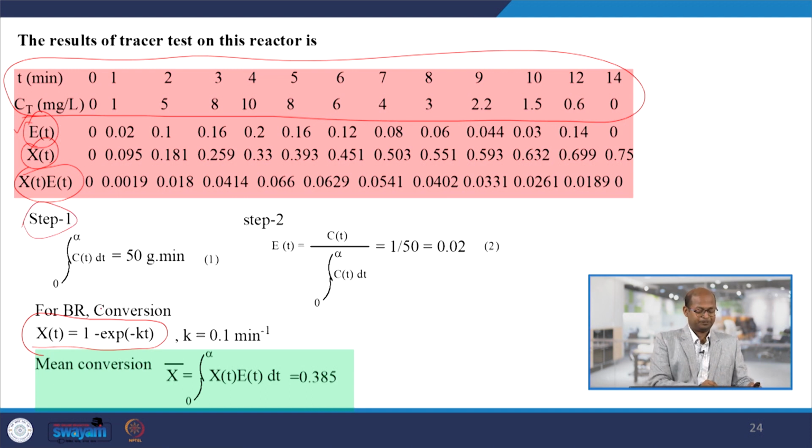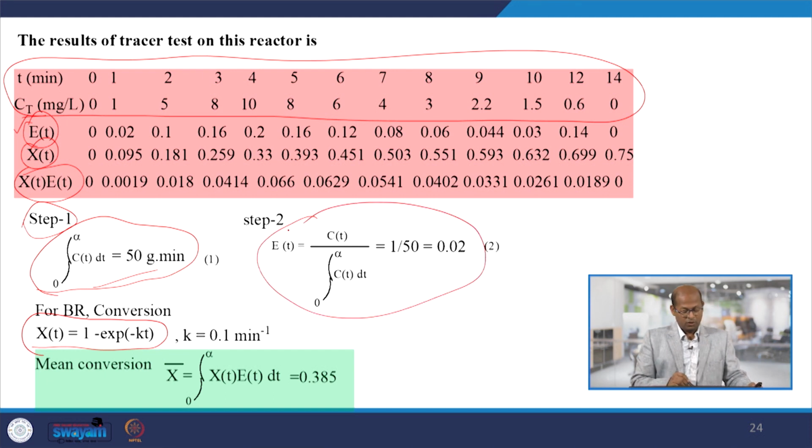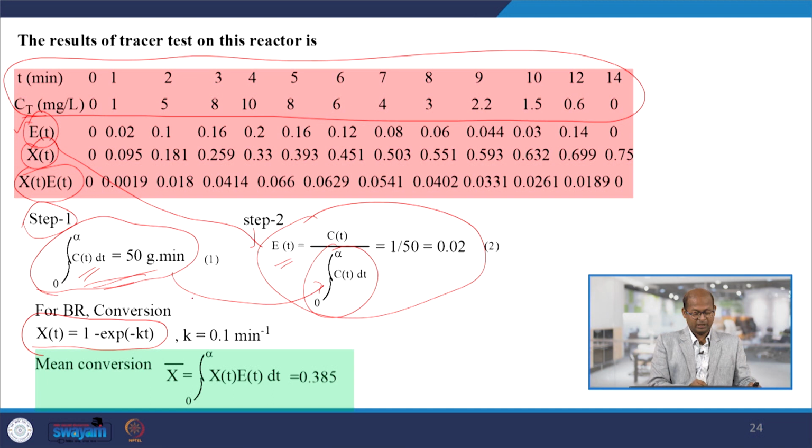Now step 1: to develop these tables we need E(t). Once we know C(t), first we have to find the C curve, then the E curve, E(t). This E(t) is developed using this, applying C(t) here. So, how do we get E(t) from the time and concentration data? That is given by step 1 and step 2. Then X(t) also we can find out.